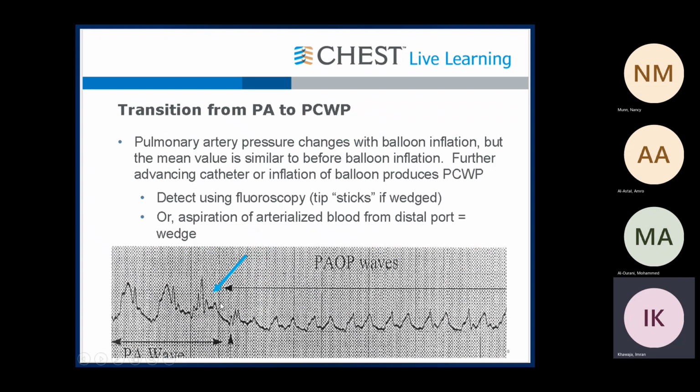Now, as you advance your catheter further, you go from the PA to the wedge position. You see a change in the shape or morphology of the waveform. It looks somewhat similar to the RA waveform. You won't be able to see a C wave. The most easily seen waves are the A and the V, but it looks somewhat similar to the CVP waveform.